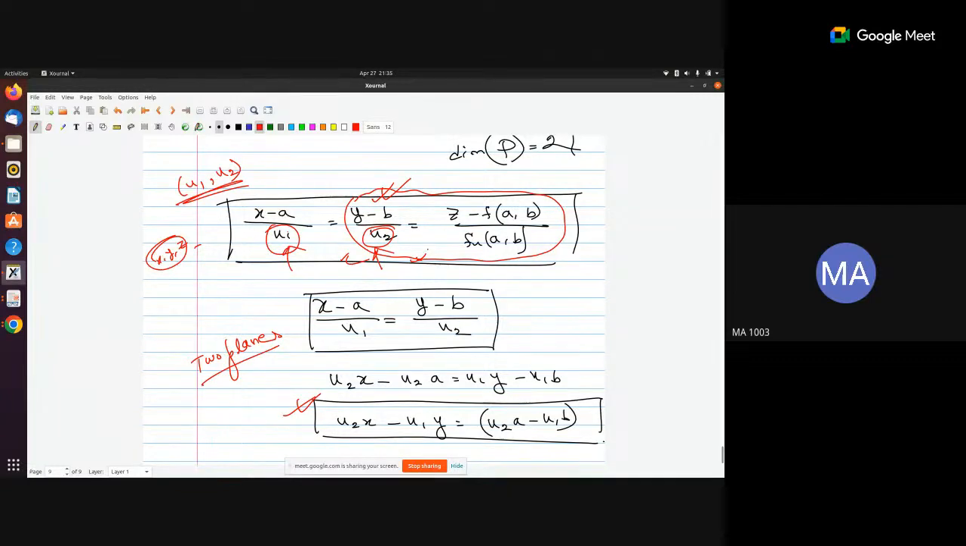And for a function, what is the direction? What is the change of that? That is the directional derivative. That's why we have calculated it.